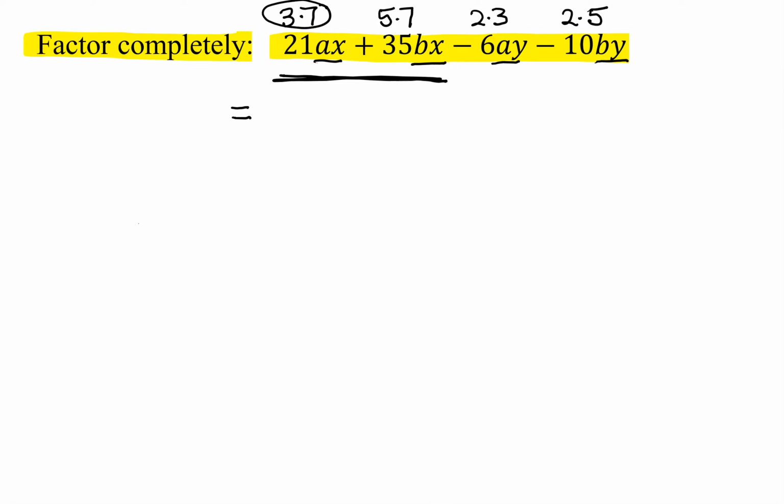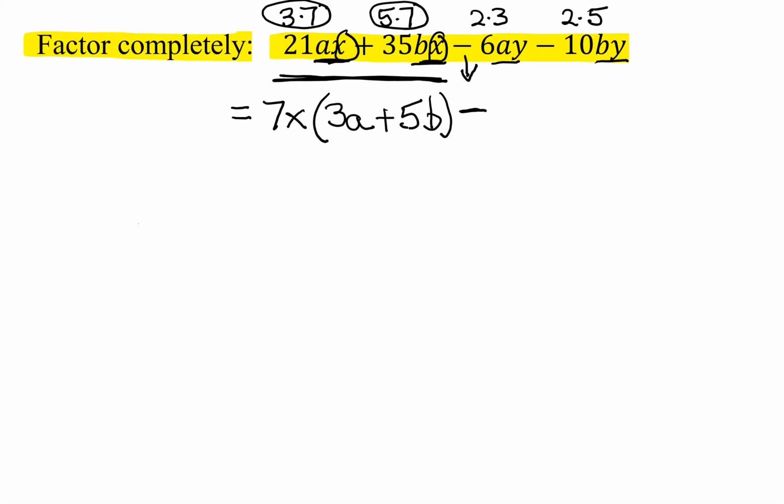Well, looking at the factors of my coefficients, you can see they have a 7 in common. And looking at the variables, they both have an x. So I can pull 7x out. And if I factor 7x out of 21ax, it's going to leave me with 3a plus pull a 7x out of a 35bx. Well, 7 goes into 35 5 times. Pull the x out, it's going to leave b behind. In factoring by grouping, we always bring down the middle sign.